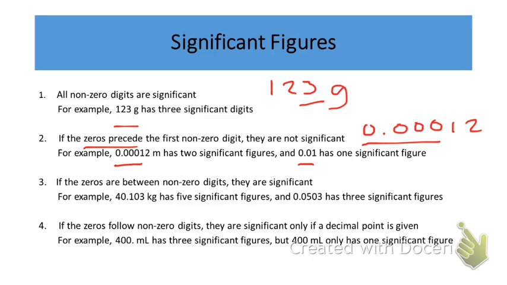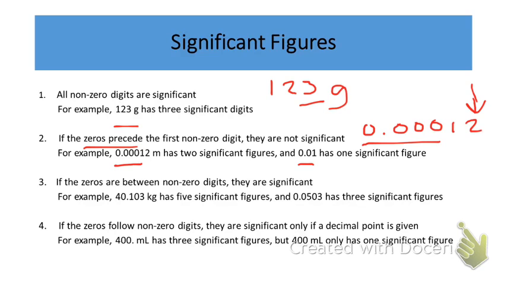You should say the 2. The 2 is our estimated digit. It's the one we will not agree on. The 1 we should agree on, but the number 2 we won't agree on. Alright, so in this case, this measurement only has 2 significant figures.